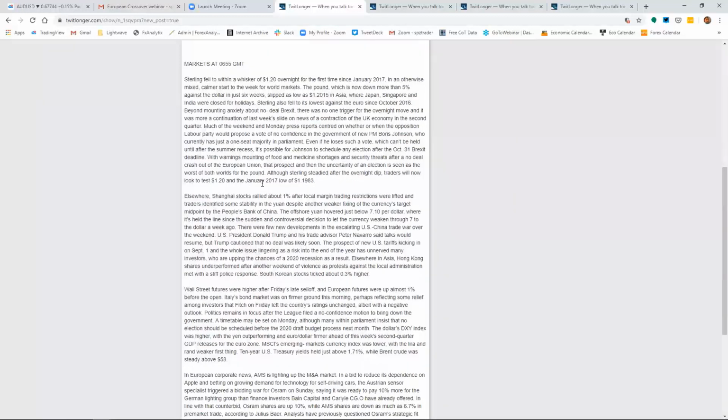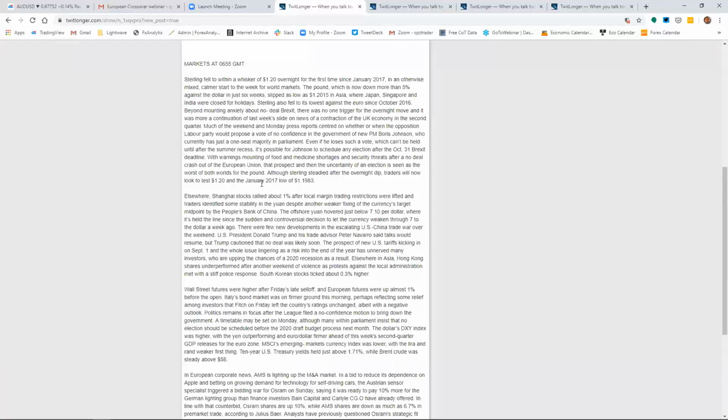Sterling fell to within a whisker of 1.20 overnight for the first time since January 2017, in an otherwise mixed, calmer start to the week for the world markets. The pound, which is now down more than 5% against the dollar in just 6 weeks, slipped as low as 1.2015 in Asia, where Japan, Singapore, and India were closed for holidays. Sterling also fell to its lowest against the euro since October 2016.